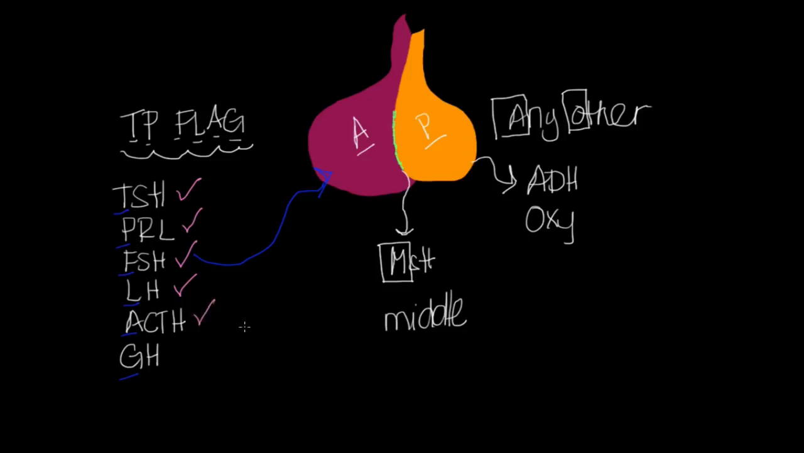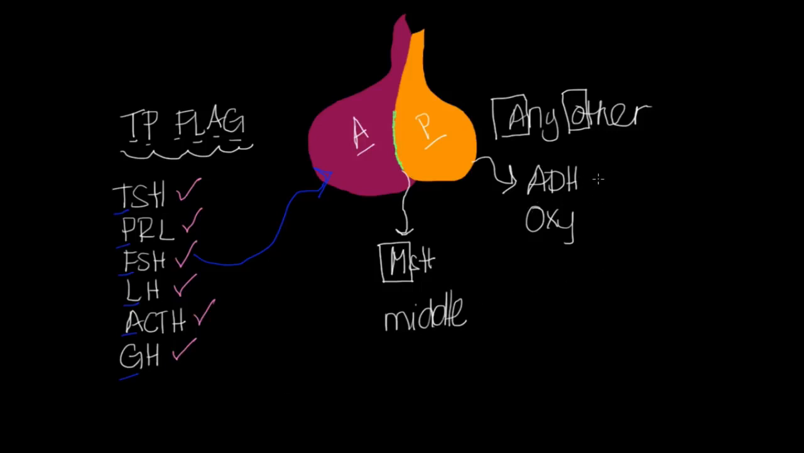ACTH, adrenocorticotropic. What's that going to do? That's our adrenal gland, right? We have the term in it. So our androgens, our glucocorticoids. GH, my growth hormone, thinking of growth, right? Cell growth, tissue growth.